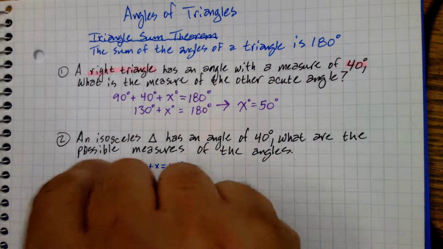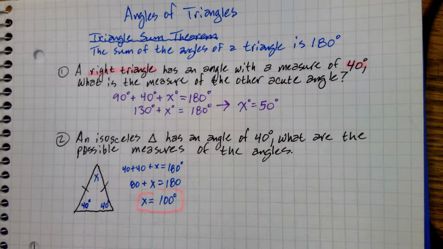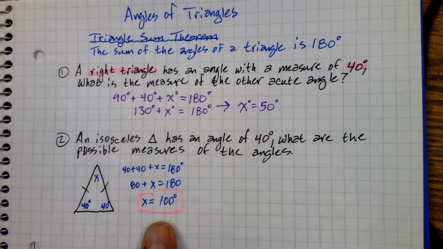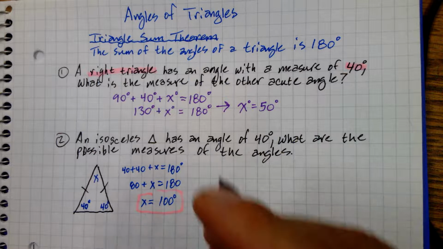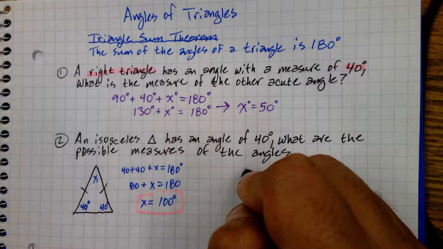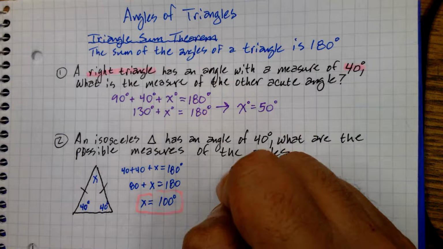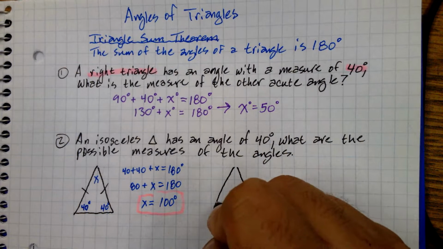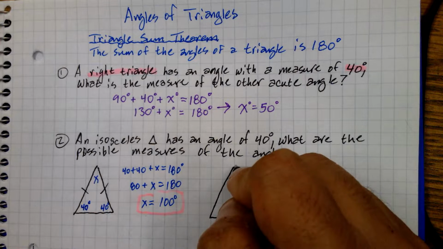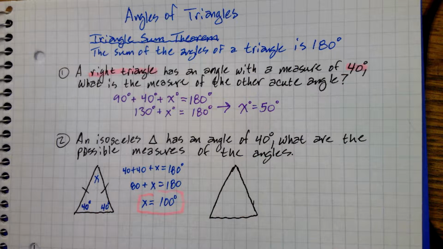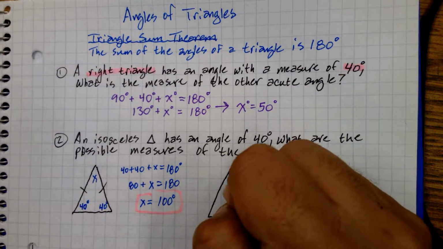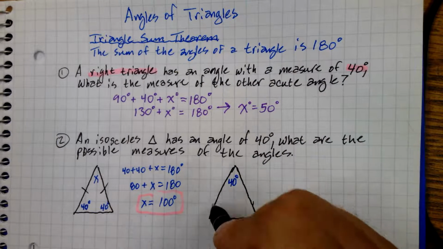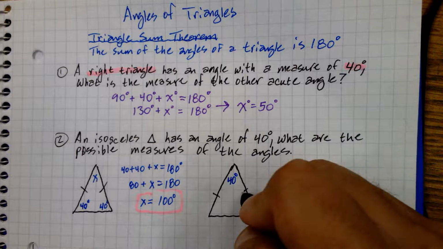However, what if the 40 was this one, the top one? So let's draw that possibility. So this is one possible answer. And the other one is if we have something like this. Let's say this one's 40. And we know that these are equal, right? Because they have to be isosceles.